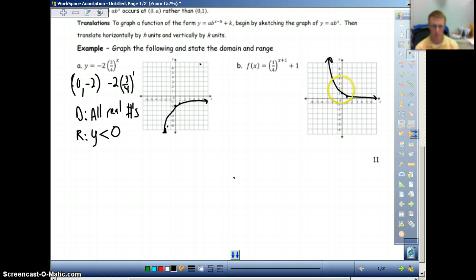So now what we need to do is, there's nothing out front, so our y values are not going to change except for the shift. So we have x plus 1, so therefore we're going to move to the left 1. Remember, the plus 1 means we move to the left, and the plus 1 out here means we're going to move up 1. So that means our new starting point will be right here, and then our other point will go up 1 and to the left 1, so we'll be at like 1 1/4. And we have a graph that looks something like this.